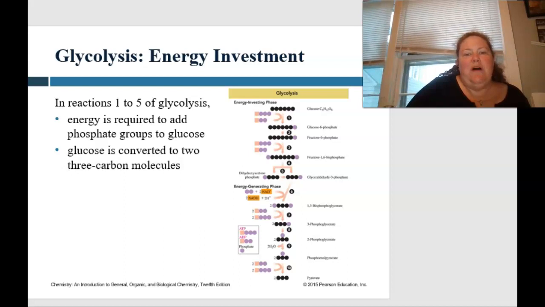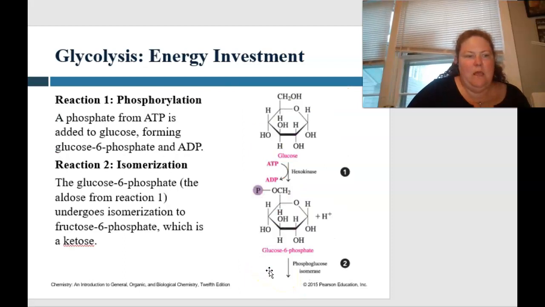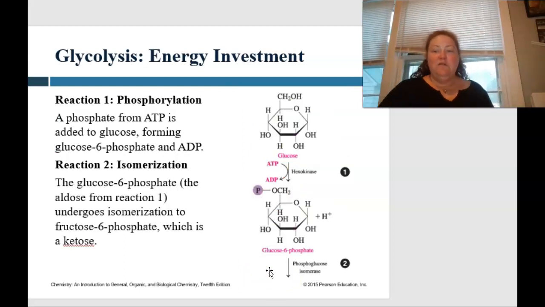So in reactions 1 to 5 of glycolysis, energy is required to add phosphate groups to the glucose. And then glucose is converted into 2 3-carbon molecules that are called pyruvate. You can see here, you start with 6 carbons, and then we branch off, and we end up getting 2 3-carbon molecules. And this is happening with both of the 3-carbon molecules. So then we end up with double this amount of ATP. The first reaction is going to be phosphorylation. A phosphate from the ATP is added to glucose, and that's going to form glucose 6-phosphate and ADP.